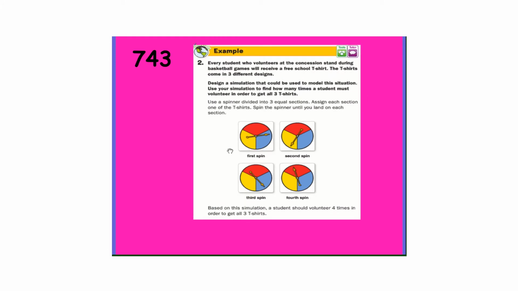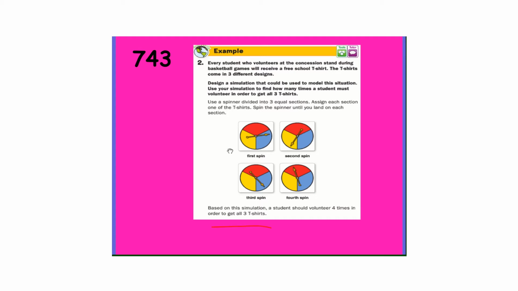Number 2, every student who volunteers at the concession stand during a basketball game will receive a free school t-shirt. The t-shirts come in 3 different designs. Design a simulation that could be used to model this situation. Use your simulation to find out how many times a student must volunteer in order to get all 3 t-shirts. So in this one, they're saying you have a spinner with 3 equal sections, and you assign one of the sections to a different color shirt.